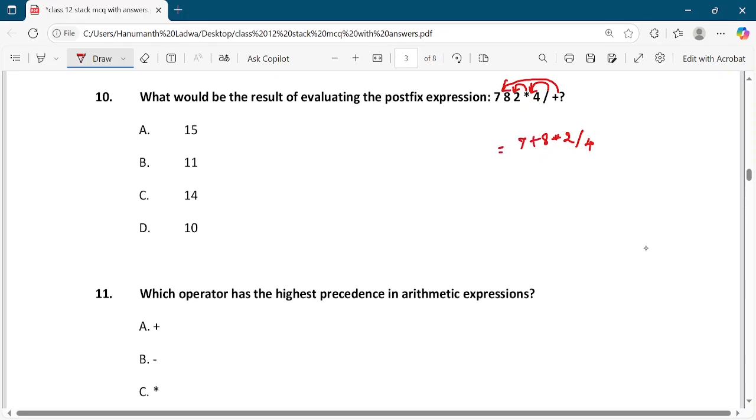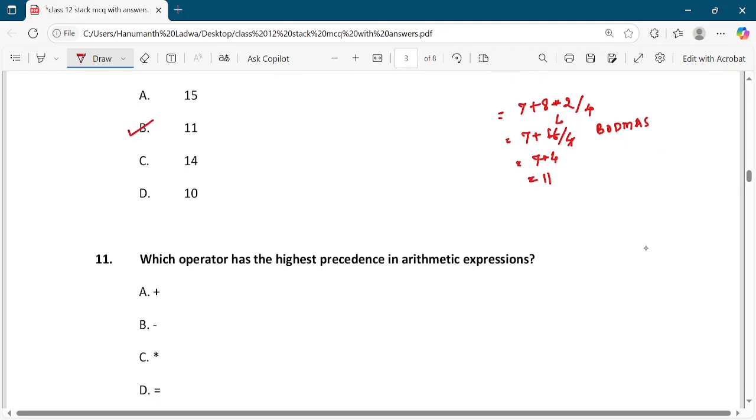You can now further simplify. So 7 plus 8 into 2 is 16 divided by 4. So as per the BODMAS rule, that is bracket of division, multiplication, addition and subtraction rule, first we have to divide this particular expression. So 4 ones are 4, 4 fours are 16. So 7 plus 4. So this gives me 11. So here you can observe option B, 11, is the right answer.